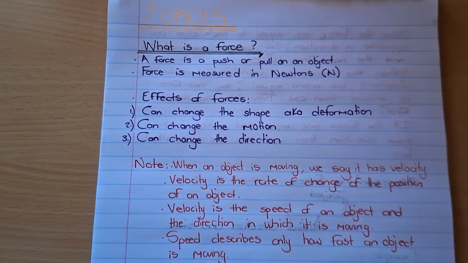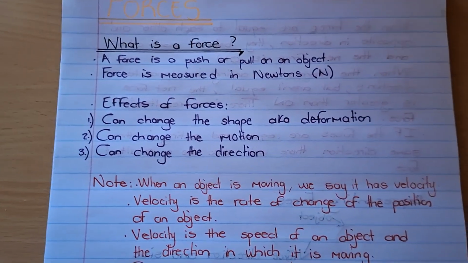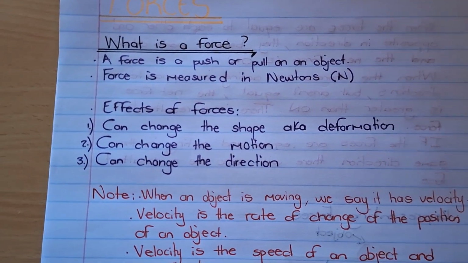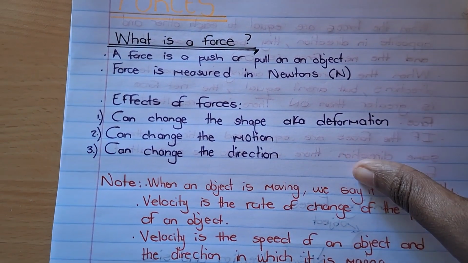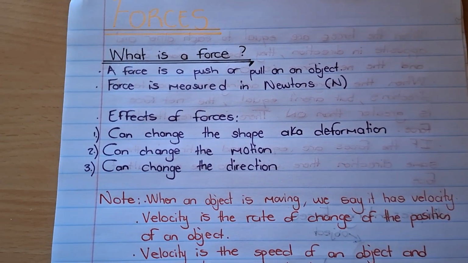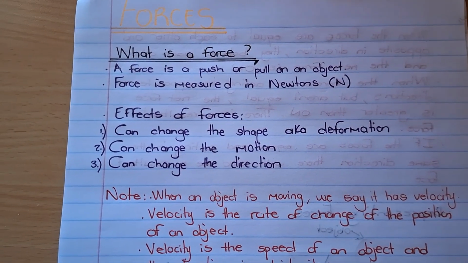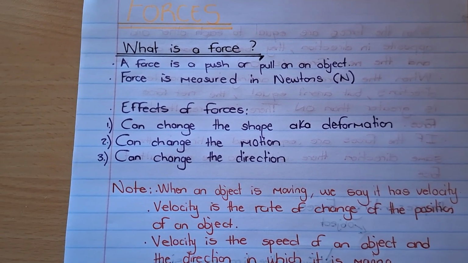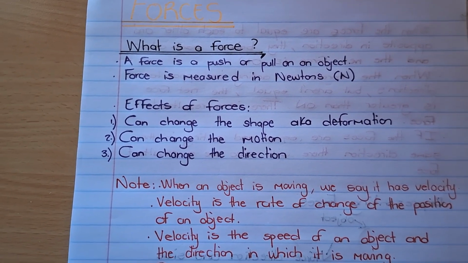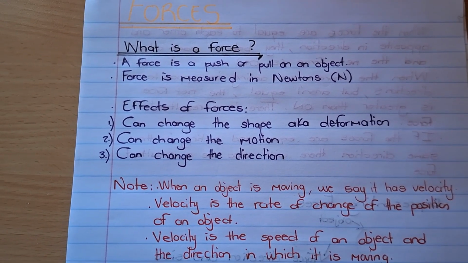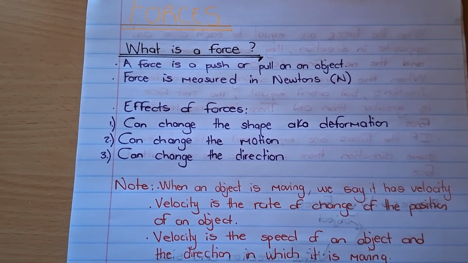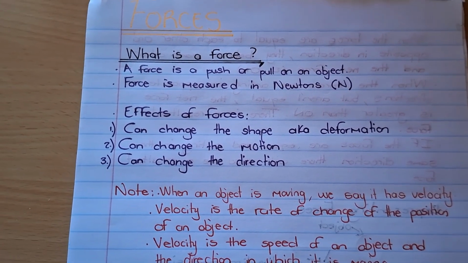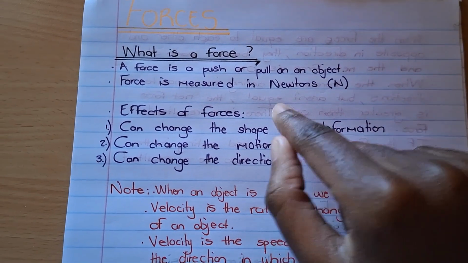First, we're going to start off with what is a force before we can look at the different types of forces. It says here, a force is a push or pull on an object. Let's say you have a ball on the field and then you kick it. That is a force. You kicking the ball, that is a force. Or let's say you are pulling a table across the room. That pulling is a force because it's acting on an object. And we always measure force in newtons.